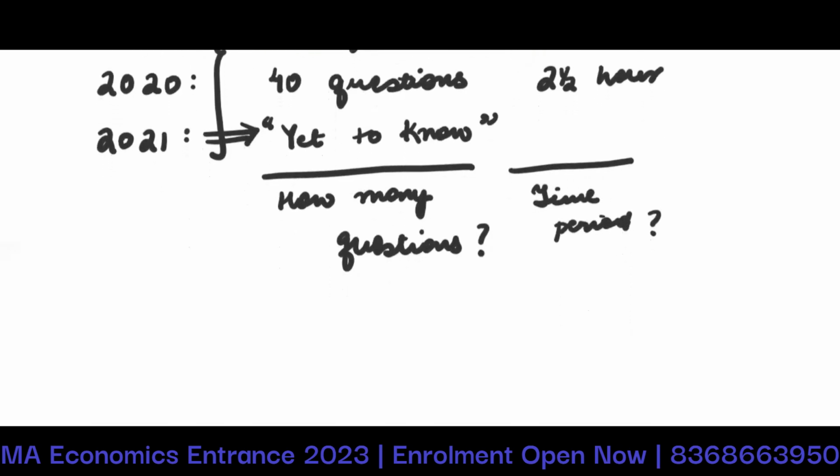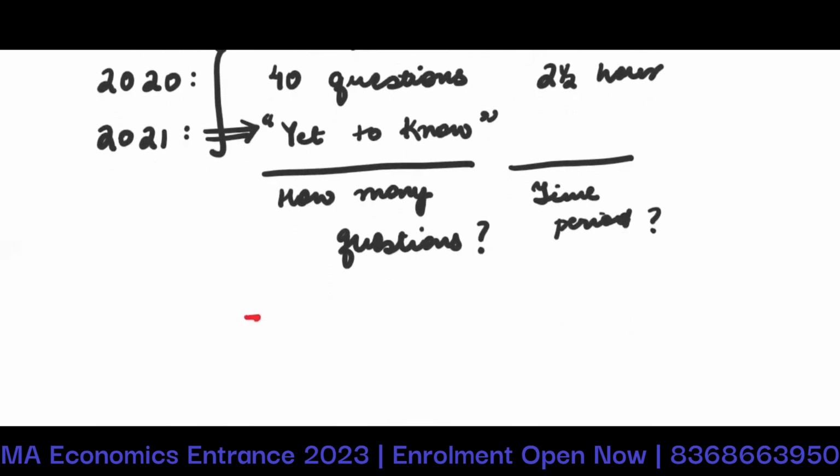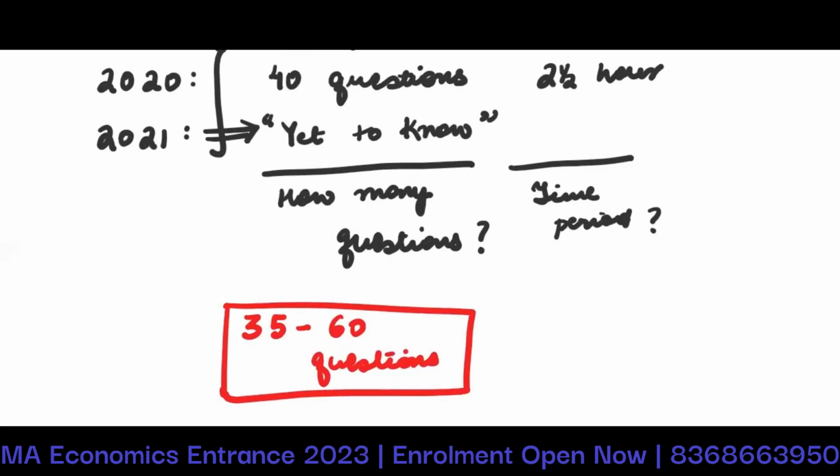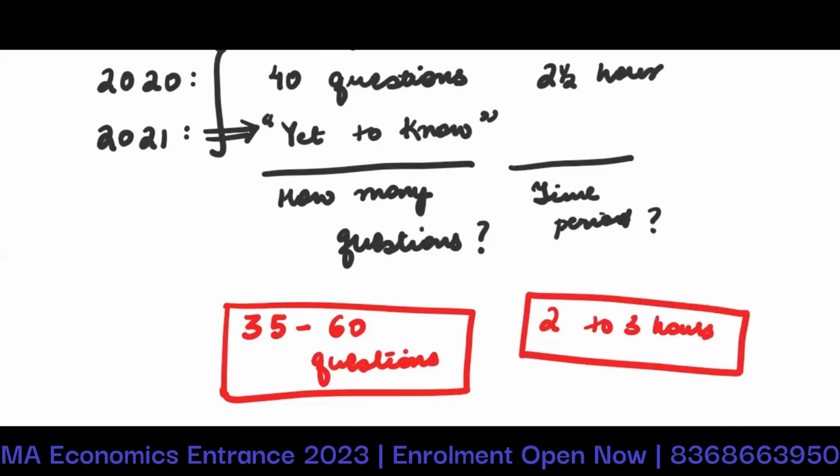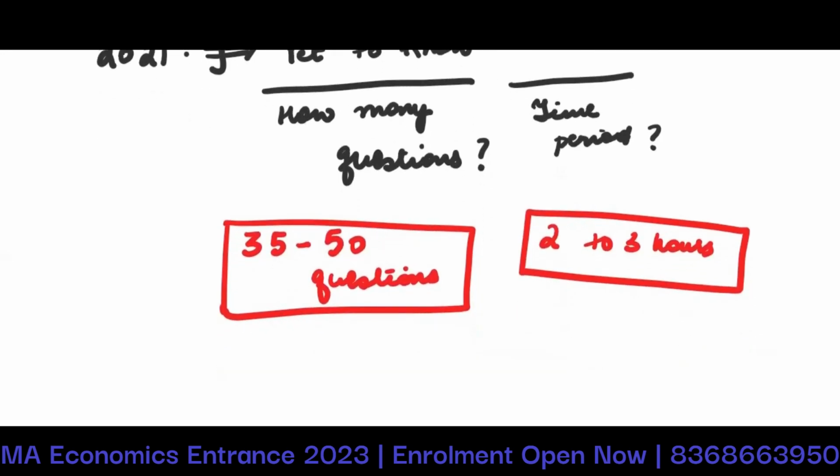But more or less, the pattern is you should expect anything from 35 to 60 questions. And you can go ahead and expect the time span to be anything between 2 to 3 hours. Actually, I don't think they will even exceed 50 questions. Not more than 50 is what is expected. So 35 to 50 questions coming for a period of 2 to 3 hours.